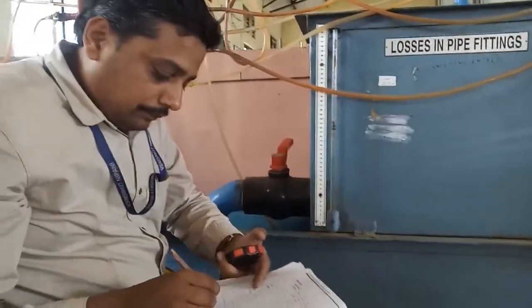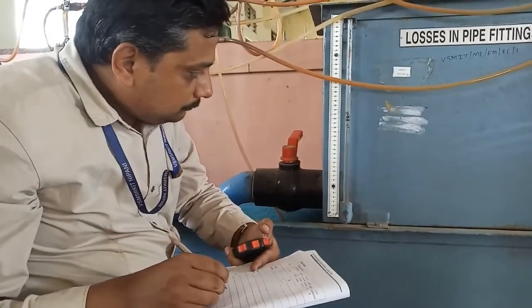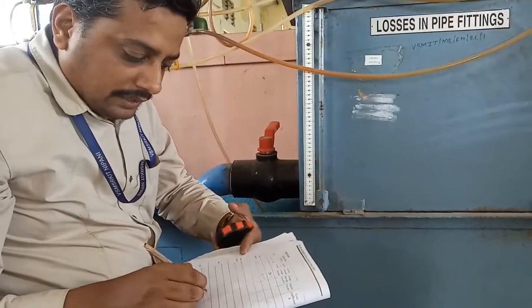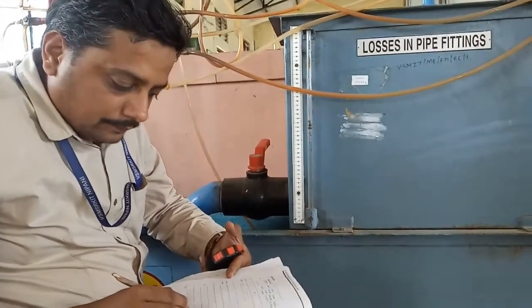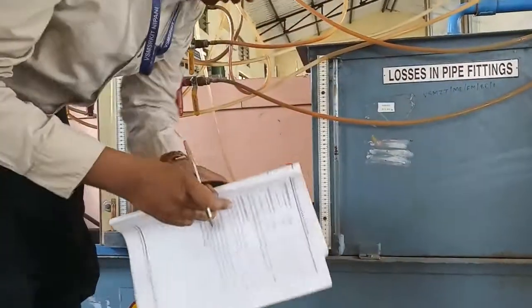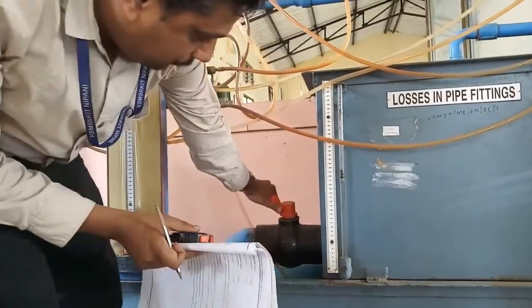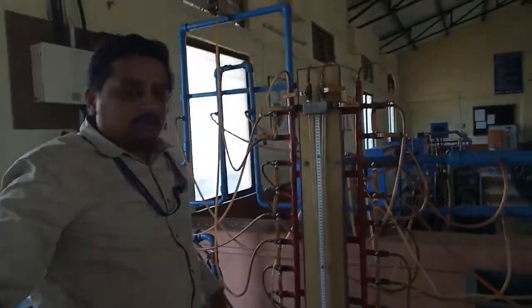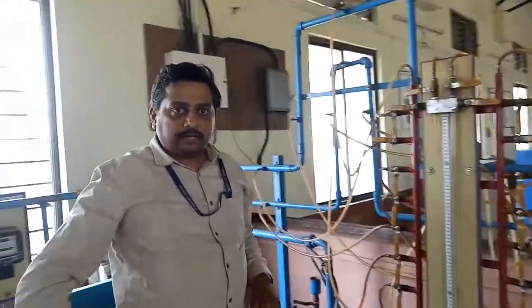So now it has reached the 17. I am going to stop my stop clock. So the timing here is 33.28. So don't forget to open this discharge valve over here, which is connected to the collection tank.